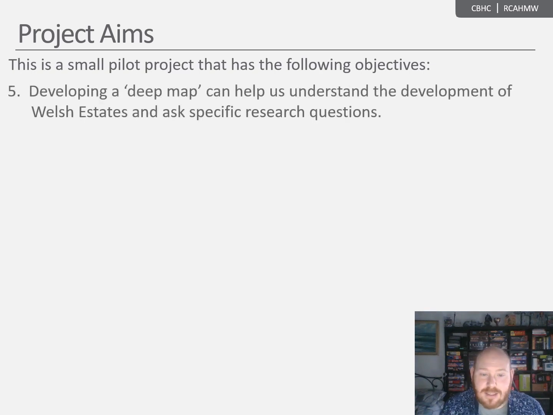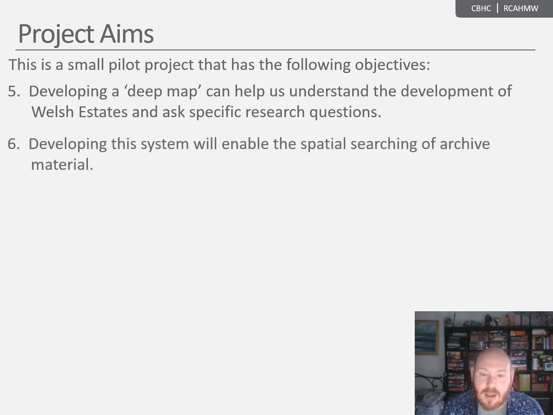The next objective then is developing a deep map that can help us understand the development of Welsh estates and ask specific questions. And this is where the Institute for the Study of Welsh Estates, that's their primary research aim.